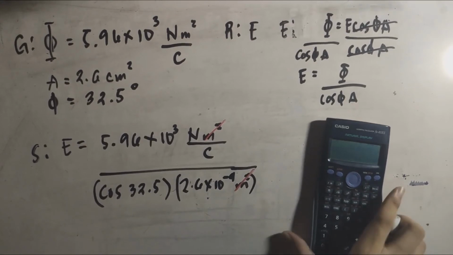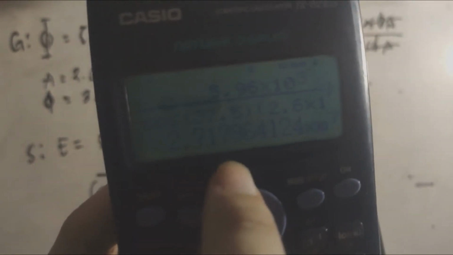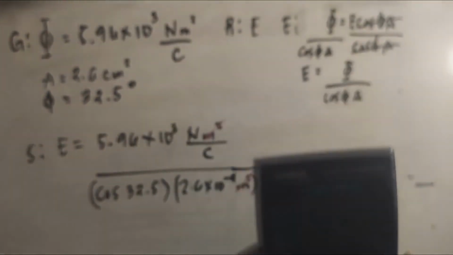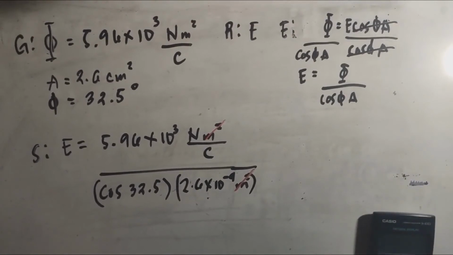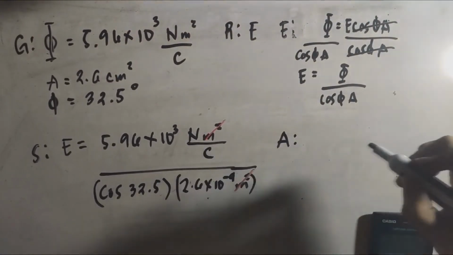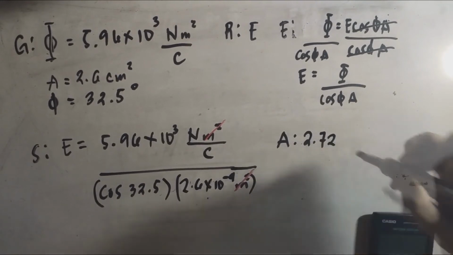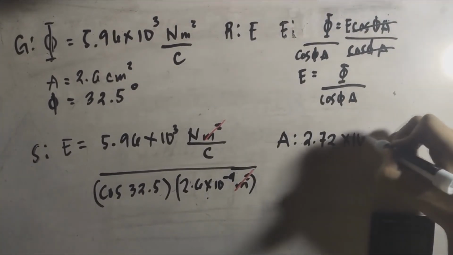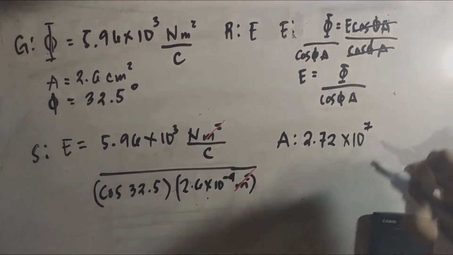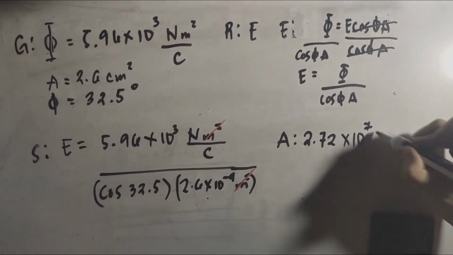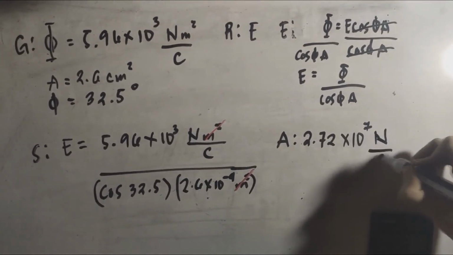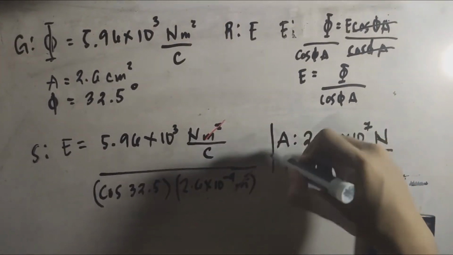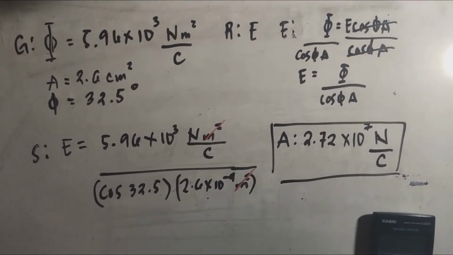There. And to show you our answer, that would be 2.71. Then the next number is 7, so that's round up, correct? Okay, so final answer would be 2.72 times 10 raised to 7. Right, then don't forget the unit, that would be newtons per coulomb. Okay, then box your final answer. Then that's it.